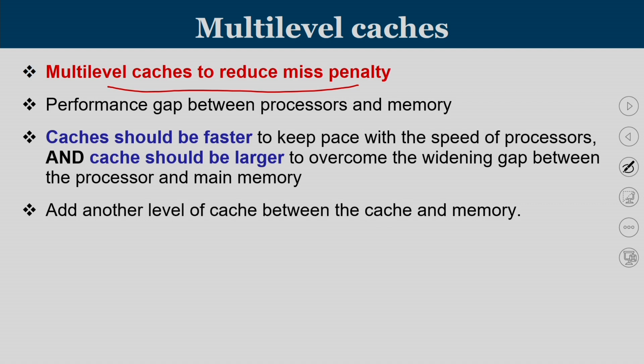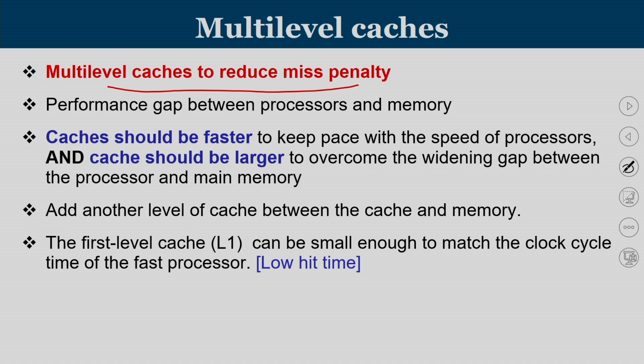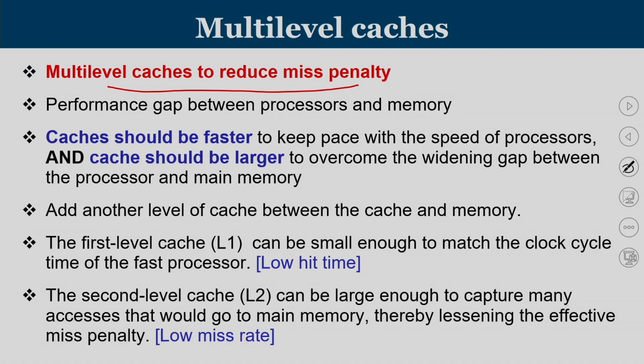You can add another level of cache between the cache and the memory, and that is known as your L2 cache. The first level of cache, that is L1, can be small enough to match the clock cycle time of the very fast processor, meaning lower hit time. Second level cache can be large enough to capture many accesses that would go to main memory otherwise, thereby lessening the effective miss penalty. So our idea of keeping L1 cache simple is to reduce hit time. Our idea of keeping L2 cache large enough is to reduce the miss penalty.